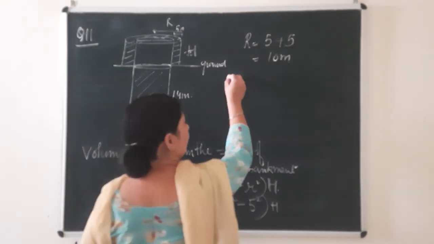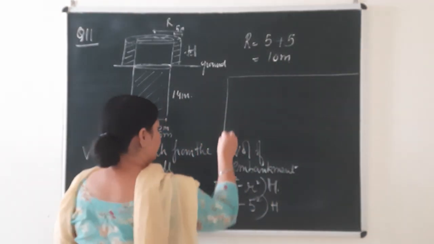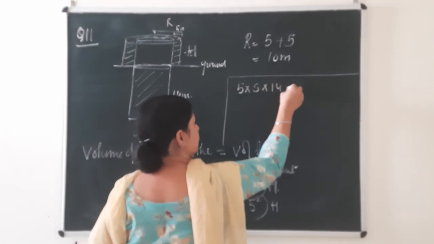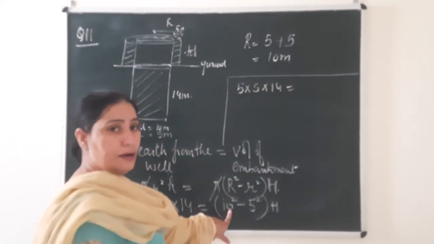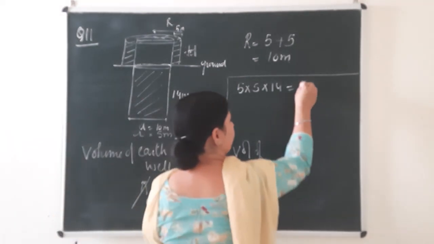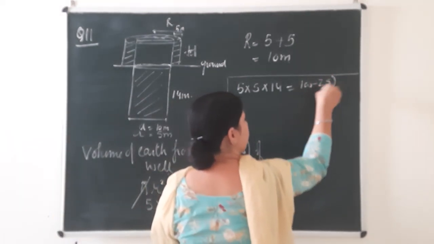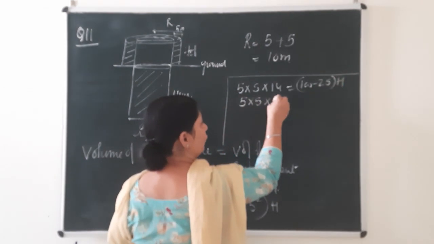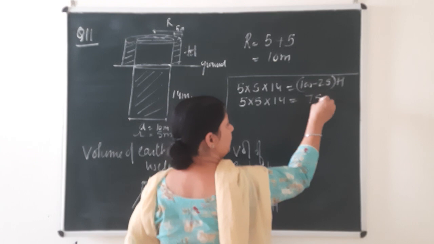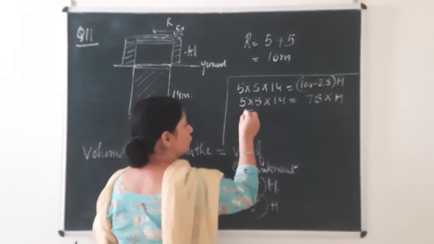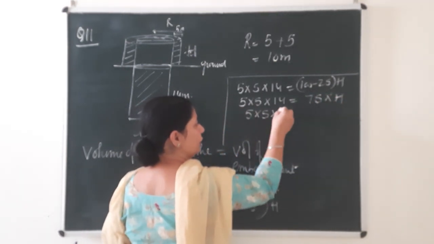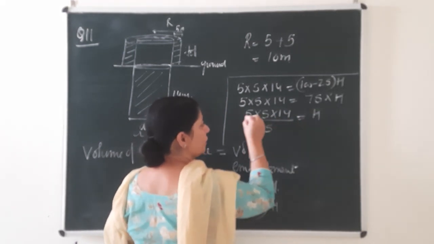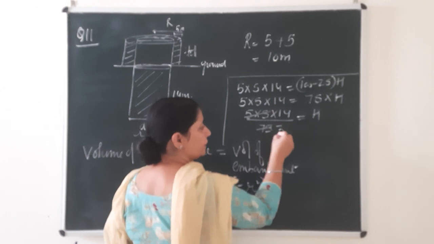This is equal to, just see the calculation. 5 into 5 into 14 is equal to (10 square is 100 minus 25) into h. 100 minus 25 into h. So 5 into 5 into 14 is equal to 75 into h. So 5 into 5 into 14 divided by 75 is equal to h. 5 5s are 25, 25 3s are 75.